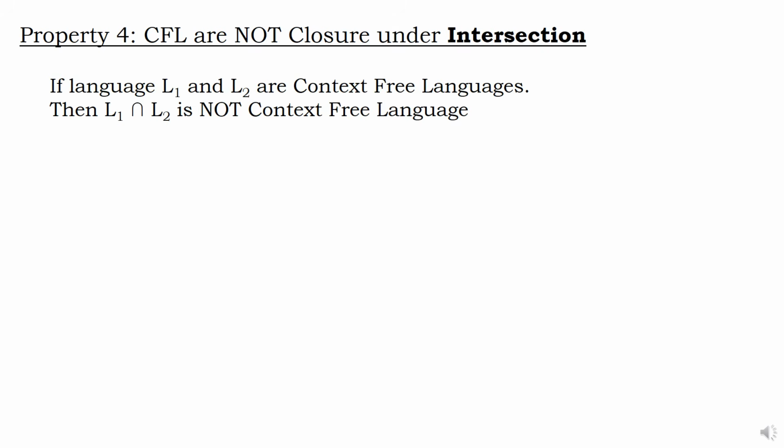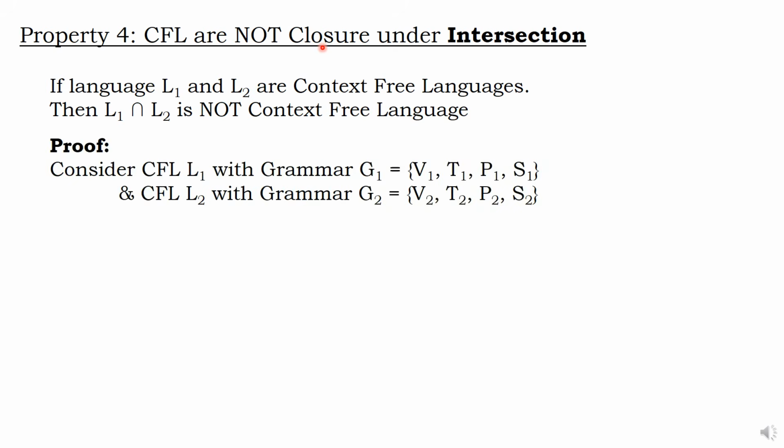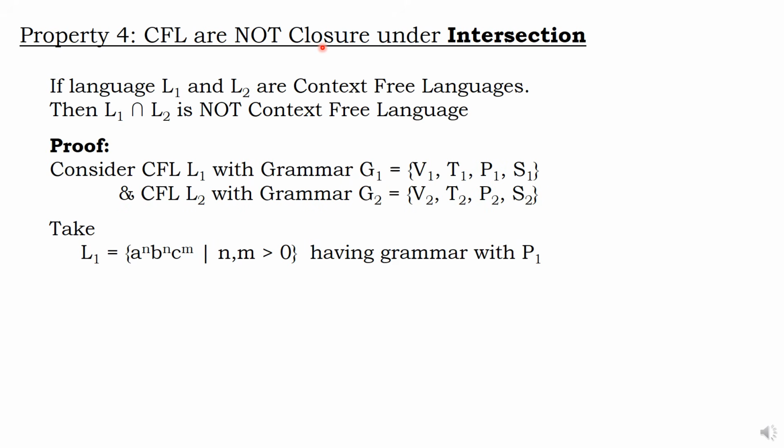Next. Intersection is not closure. It is not allowed. Why? L1 you take with its grammar, L2 you take with its grammar. Now I am going to bring a power n, b power n, c power m. The purpose is I am taking a different m value. Let it be. For example, 2a, 2b, 3c, because it is m.